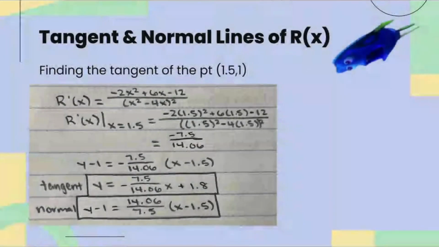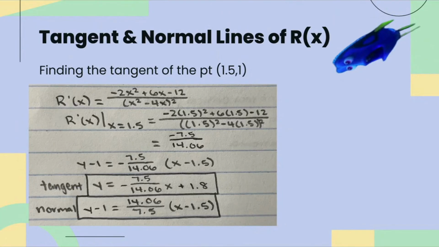Now, let's say we also wanted to find the tangent of a curve of the function. At the point 1.5, 1, we're able to find the equation of the tangent at this point by first using the first derivative we found earlier and substituting x with 1.5, giving us -7.5 over 14.06, which is the slope of the tangent. And since we already know the y value, I'm able to make the tangent's equation using point-slope form first, then moving everything around so that the equation is in slope-intercept form. The tangent equation is y equals -7.5 over 14.06x plus 1.8.